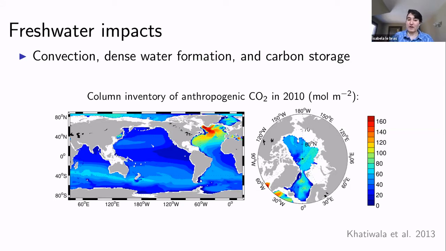Here I'm showing a column inventory of anthropogenic CO2 from Gruber et al. And you can see that the subpolar North Atlantic really lights up as a hotspot for the storage of CO2. And this is thought to be through deep convection in this region.